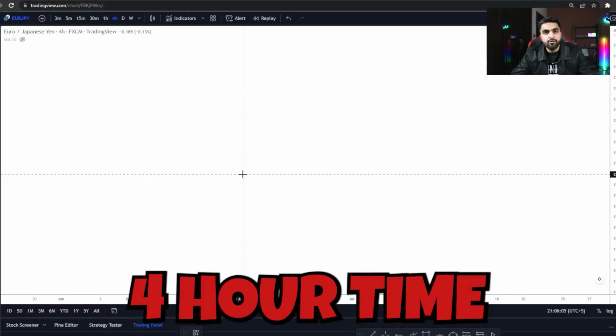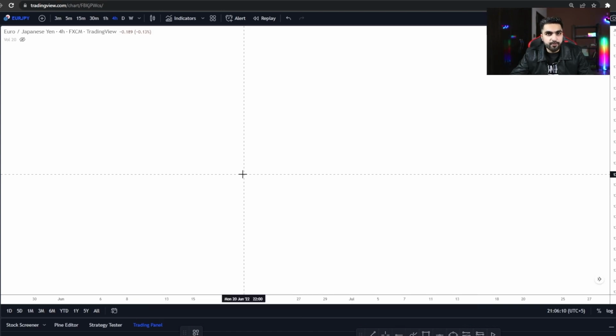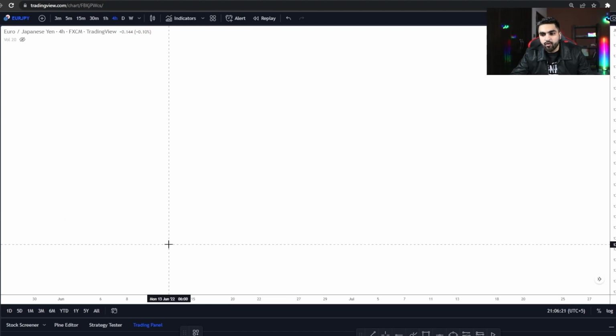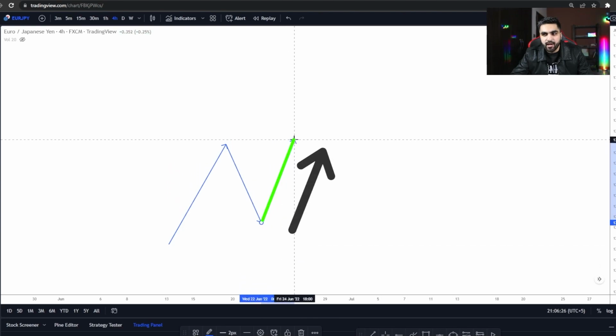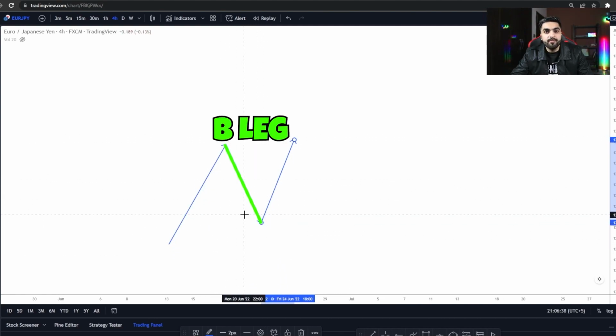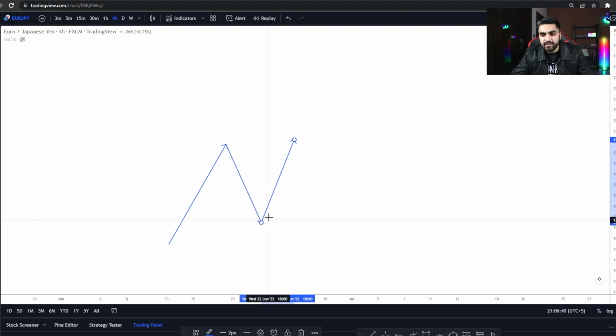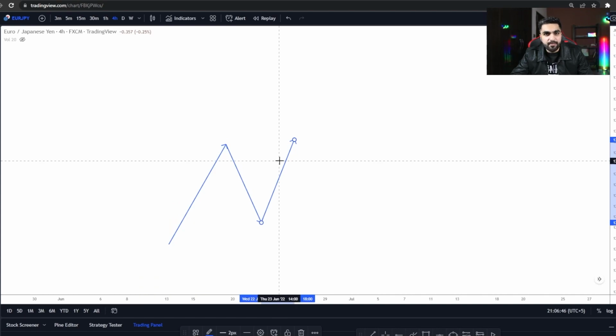So we are going to use 4-hour time frame and 15-minute time frame for this strategy. And on the 4-hour time frame, we need ABC pattern. What I mean by that is we need the swing high, then the pullback from the market, then again the swing high. And this will be our ABC pattern. The first swing high will be considered our A leg, the pullback after the first swing high will be considered our B leg, and then the last swing high will be considered our C leg. So it's an ABC pattern.